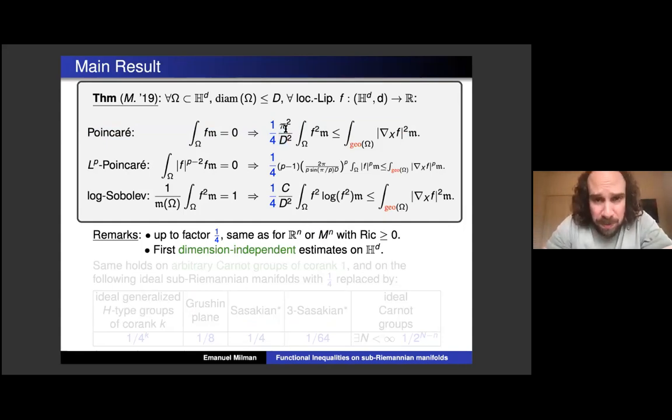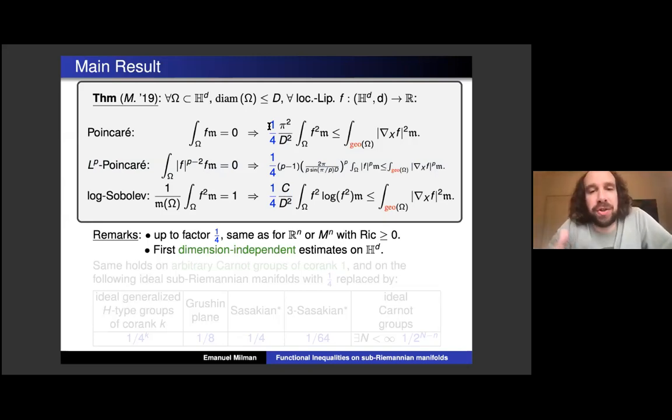This pi squared over D squared is the Li–Yau/Zhong–Yang constant. This is the folklore constant over D squared, the log-Sobolev constant. And I didn't mention this before: this is the sharp expression for the Lp-Poincaré constant on such manifolds, okay? But up to a factor 1/4, we get exactly the same thing.